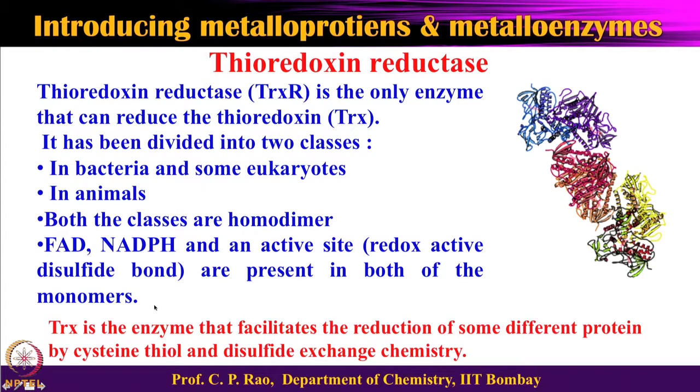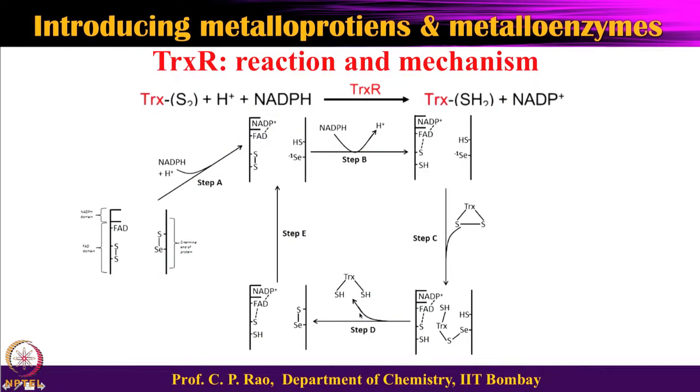So, in these things, as we have seen, FAD, NADPH, like the other case, like the case of the mercury reductase, here also we have the cofactors. The cofactor NADPH at the end is coupled with the FAD, which in turn will couple with the center for this purpose. So, FAD, NADPH and an active site, redox active disulfide, are present in both the monomers. So, in all these cases these are dimers, and all these dimers function very well. Both the monomers will have a catalytic species.